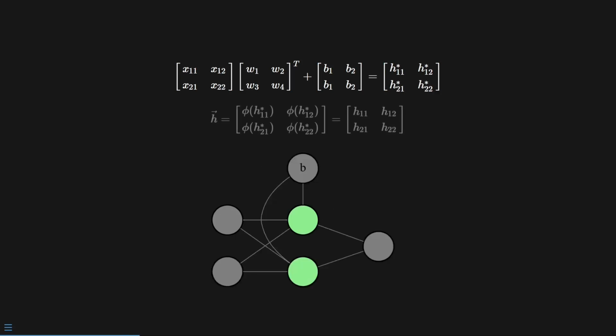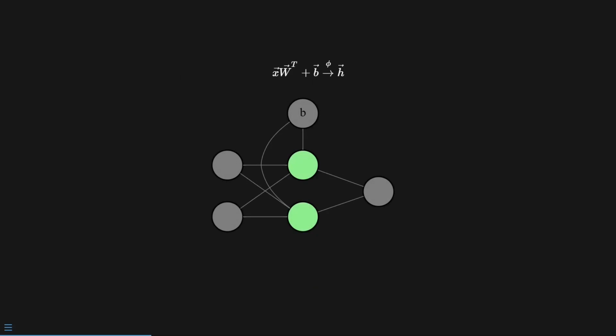What I've been hiding from you is that the true hidden layer is actually the H star vector with some function applied to it. It is called the activation function. Let's get rid of the full expressions of the matrices and show it in a much more compact way. We take some vector x multiplied by some vector of weights transposed, add it with some bias vector, apply the activation function phi, and we get to the hidden layer.